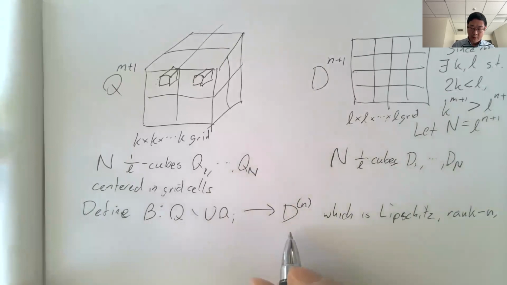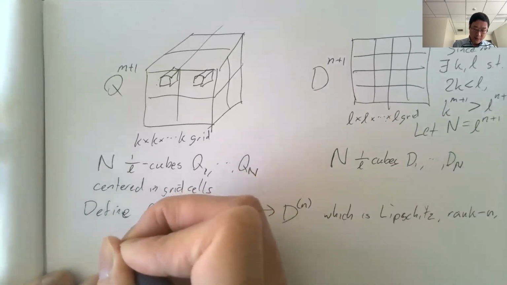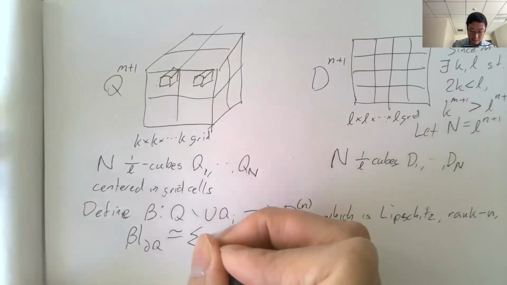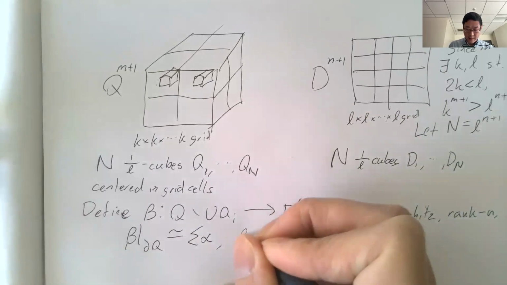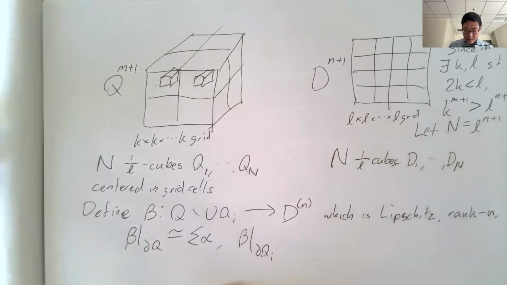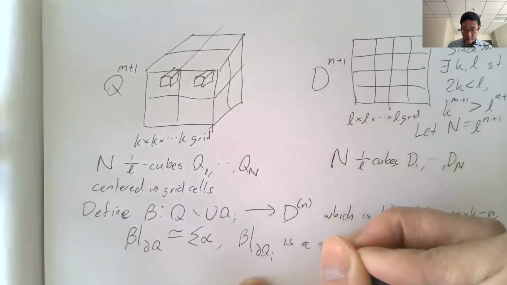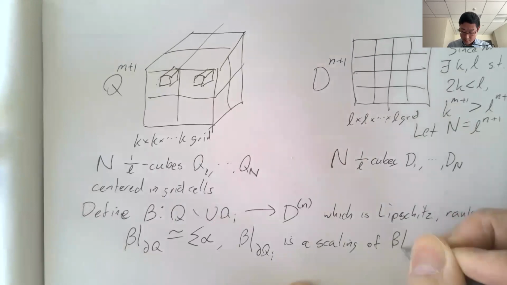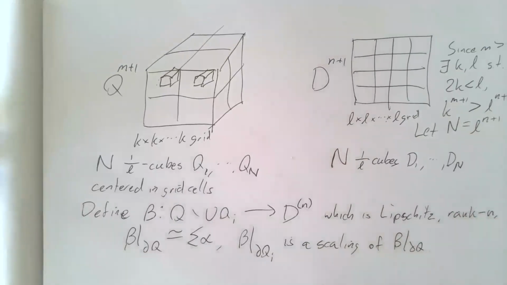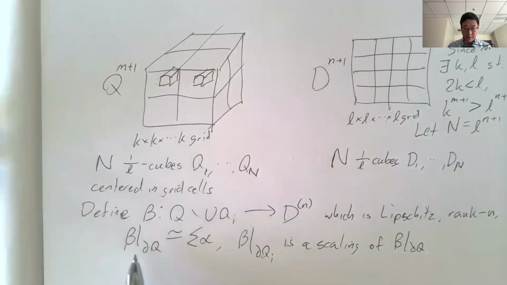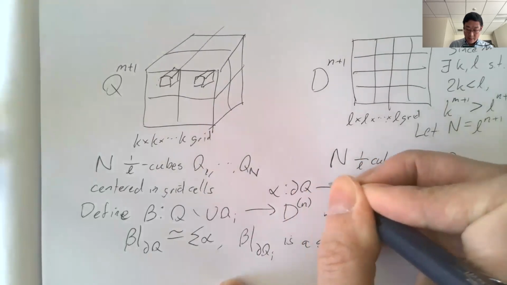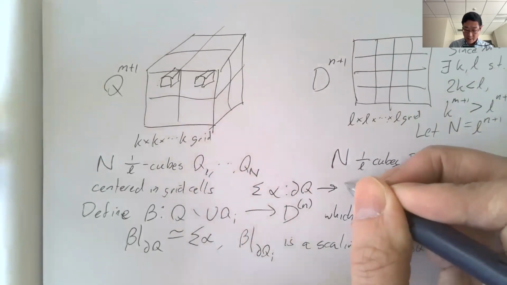And then what we're going to ask this to do on the boundary is that it sends the boundary of the big cube to a map homotopic to the suspension of alpha. And on each little cube it should be a rescaling of what it does on the big cube. So you don't have to send boundary to boundary, right? You have to avoid this issue, right? We do. So remember alpha. I'm thinking of the suspension of alpha as a map from the boundary of Q to the boundary of the disk.